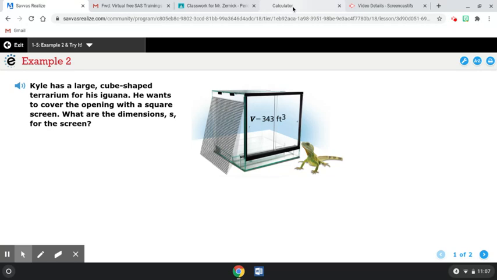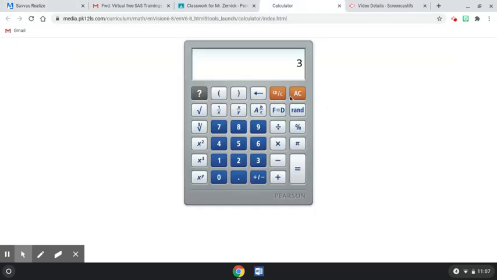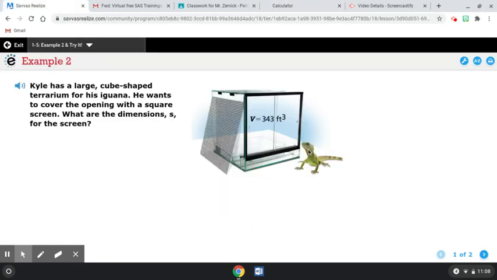So I am going to grab the calculator again from Math Tools. So you can click on Math Tools and grab your calculator, but here's the calculator. And we are trying to find the cube root of 343. So when we do the cube root of 343, we get 7. So therefore, we know that the side lengths are 7 by 7 by 7.